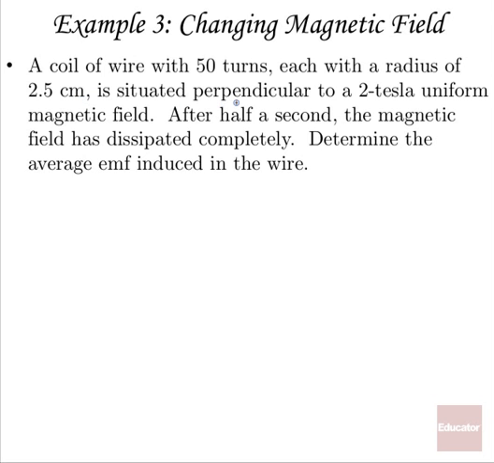Centimeters is situated perpendicular to a 2 Tesla uniform magnetic field. After half a second, the magnetic field has dissipated completely. Determine the average EMF induced in the wire.